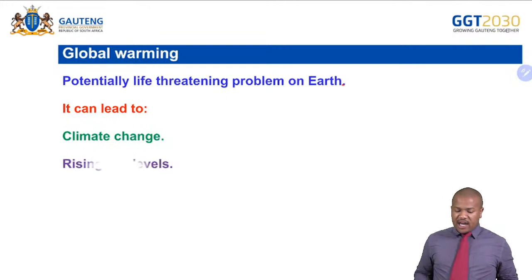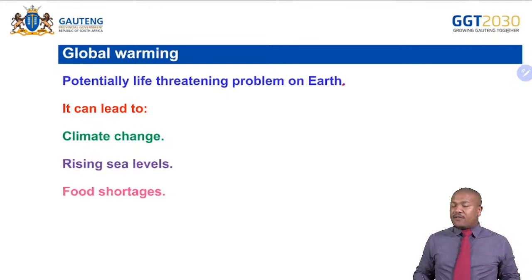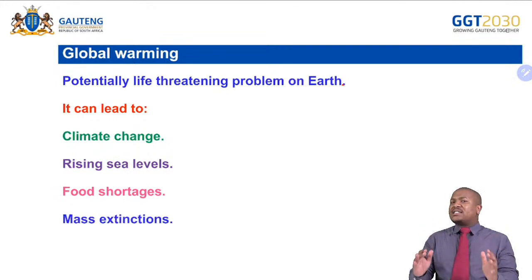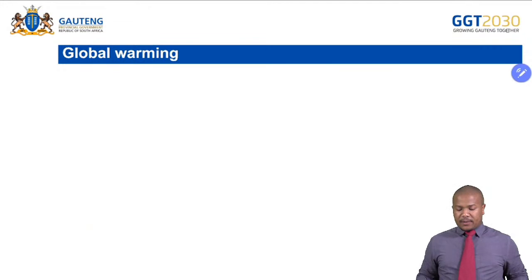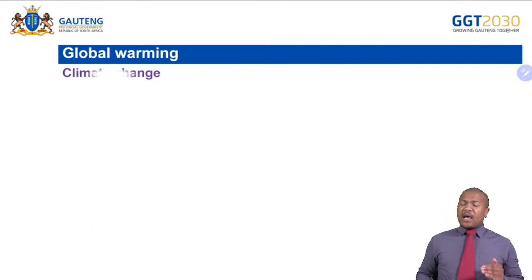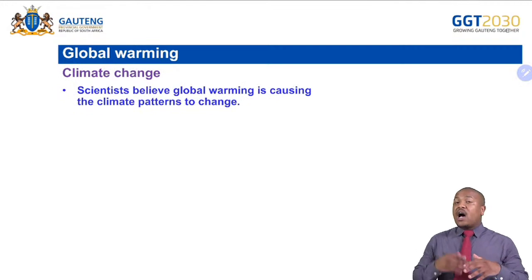Not only climate change, rising sea levels. Not only rising sea levels, food shortage, right? And also what? Mass extinctions. So let's discuss these factors that are brought by global warming, right? First of all, climate change, right? How does global warming bring about climate change?